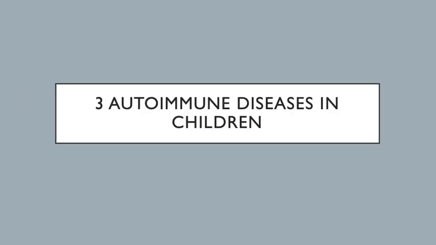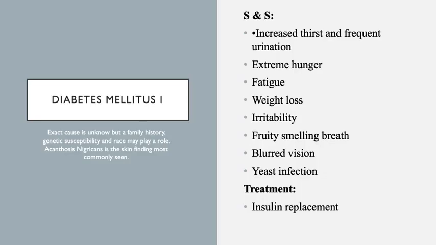I'm going to very quickly mention 3 autoimmune diseases often seen in children and talk a little bit about what you'll see with them, so that if you see the rash, it might indicate what's going on when you hear the other signs and symptoms. The exact cause of type 1 diabetes is unknown, but in most people with type 1 diabetes, the body's immune system, which normally fights harmful bacteria and viruses, mistakenly destroys insulin-producing cells in the pancreas.